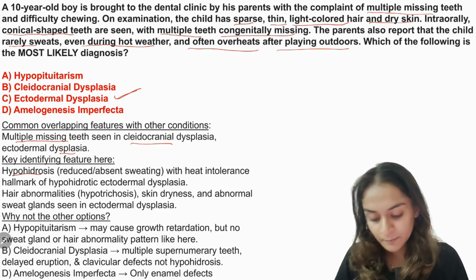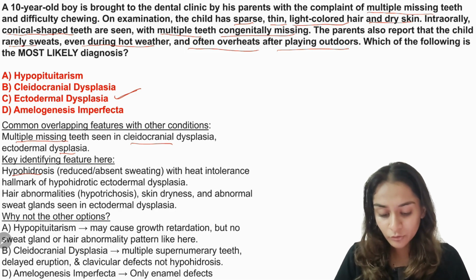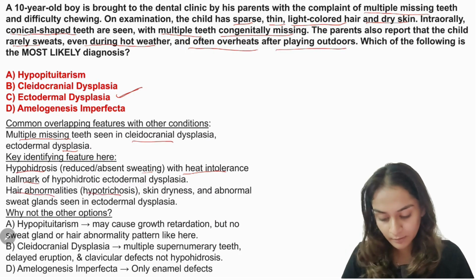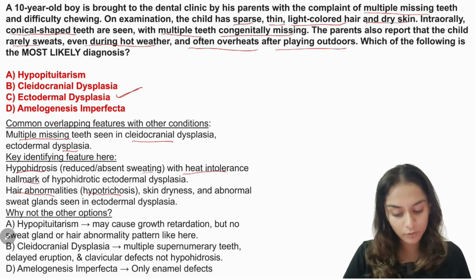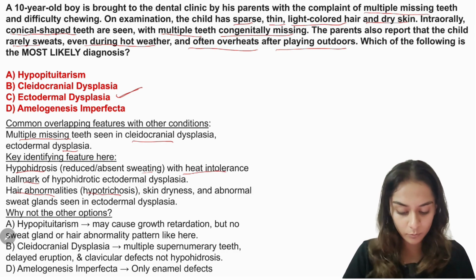That is, one is your hypohidrosis, that is, reduced or absent sweating with heat intolerance, that is the hallmark. Another one is your hair abnormalities, that is hypotrichosis. The patient will have skin dryness and abnormal sweat glands seen in ectodermal dysplasia.